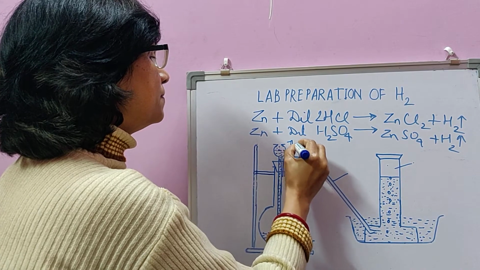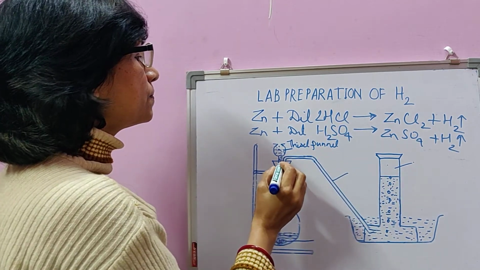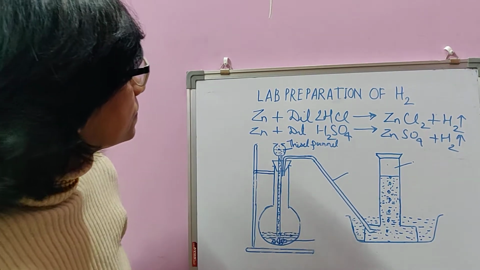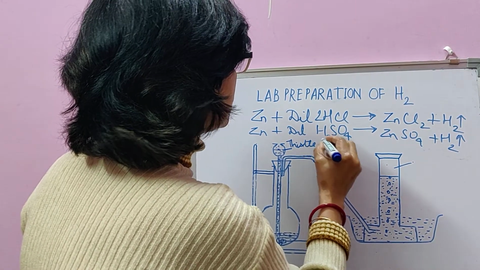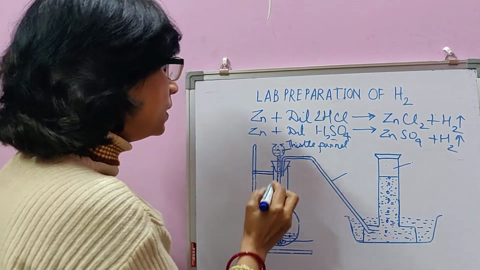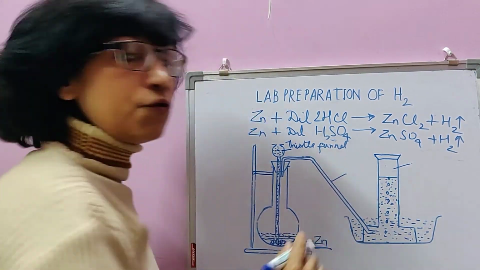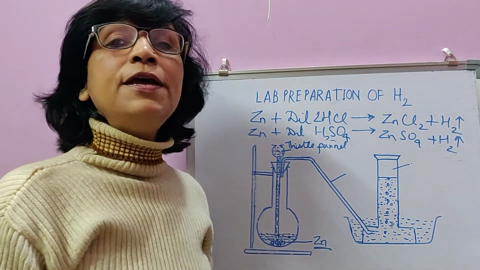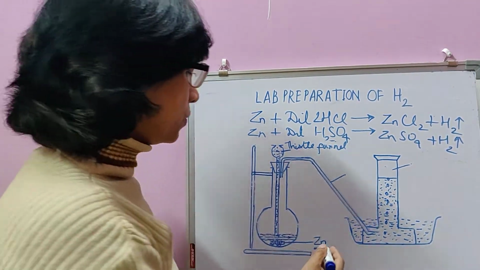This is the thistle funnel. Then this one is the delivery tube, you already know. And what we take in the flask is zinc, in the form of granules called zinc granules. Zinc granule is a comparatively impure form of zinc. We don't take pure zinc, but we take impure zinc in the form of granules.